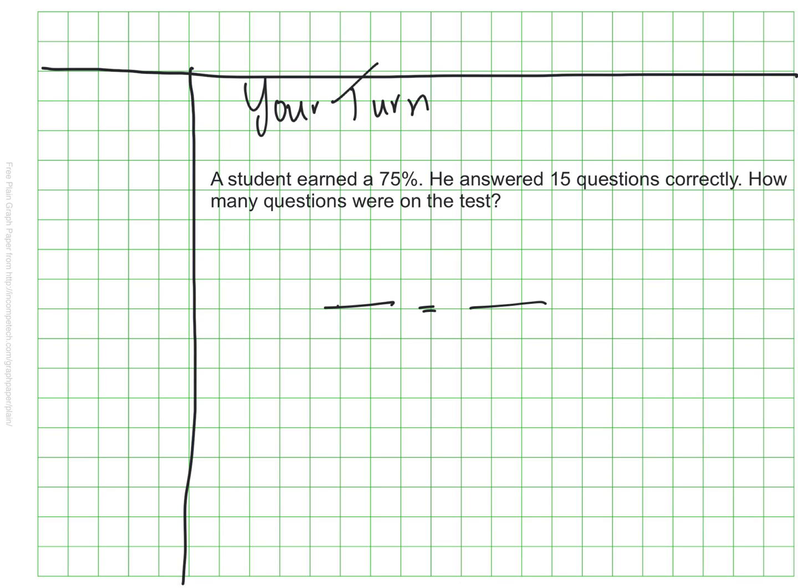For your turn, I'd like you to try the butterfly method with the following question. And in this question, we know the percent, and we know how many questions this student got correct. The question is how many were on the test total? So we're looking for the whole in this question. So go ahead and set up your butterfly method, give it a try. This is one that you might be able to also check a different way, so you'll be able to test to make sure that butterfly method did indeed work.